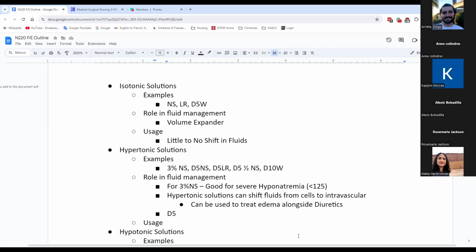Okay. What about the D5s? I don't think you guys go over too much on the dextrose containing solutions.